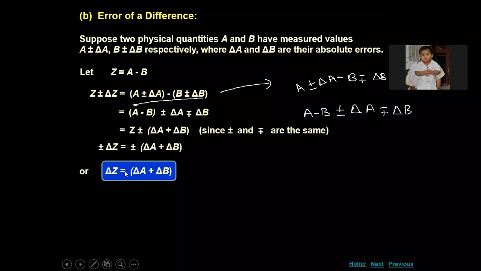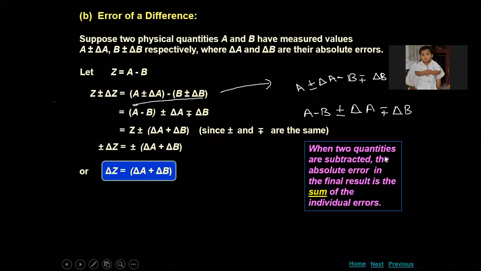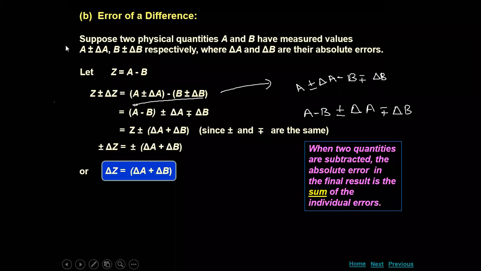In subtraction also, the error in the difference will be equal to the summation of the errors in the individual measurements, not the subtraction of the individual measurements' errors. So that conclusion we are writing here: when two quantities are subtracted, the absolute error in the final result is the sum of the individual errors. This should be carefully noted. It is not the difference. Here also, it is a sum only. How it is, we have seen. Mathematically we proved it. That is about the error in a difference.